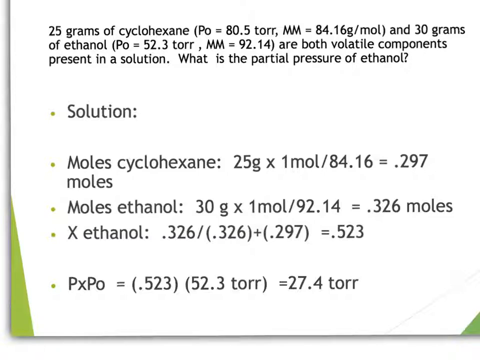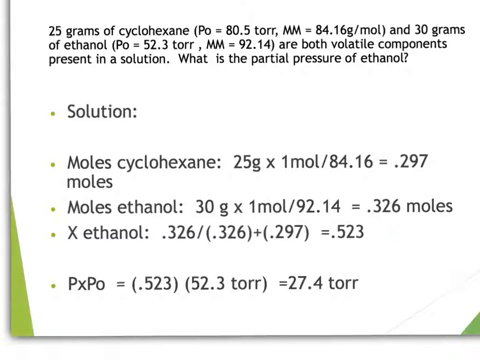The first thing we will be doing is converting our mass of cyclohexane to moles of cyclohexane. Now, that's a simple mass-mole conversion. We have our given mass of cyclohexane times 1 mole of cyclohexane over the weight from the periodic table, and we get 0.297 moles of cyclohexane. We will do the same thing with our ethanol. We have 30 grams of ethanol times 1 mole of ethanol over the weight of ethanol from the periodic table, and we get 0.326 moles of ethanol.